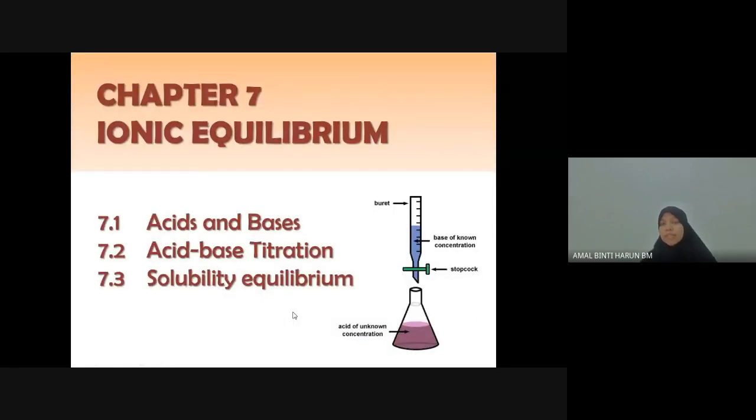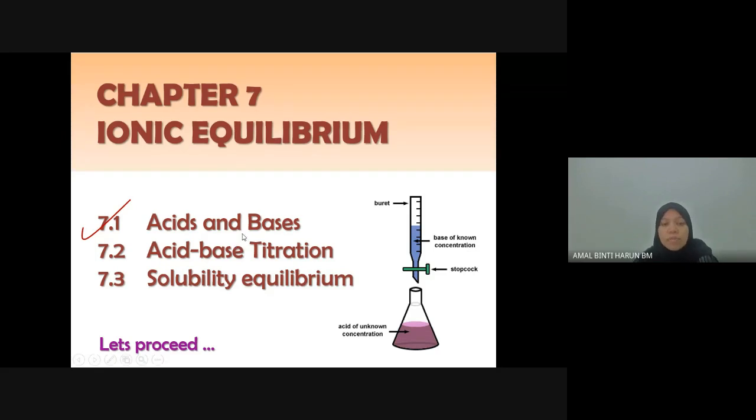So kalau kesemua chapter 7 ni, kalau kita perasan sama ada di acid base atau acid base titration, soalan mungkin tanya pH, calculate pH. So yang membezakan dia adalah condition saja dan cara kita kira.